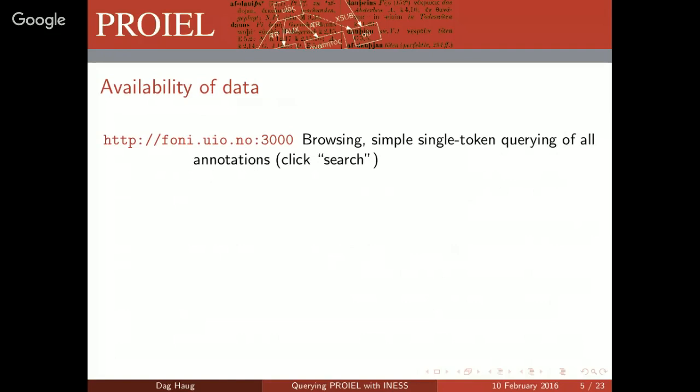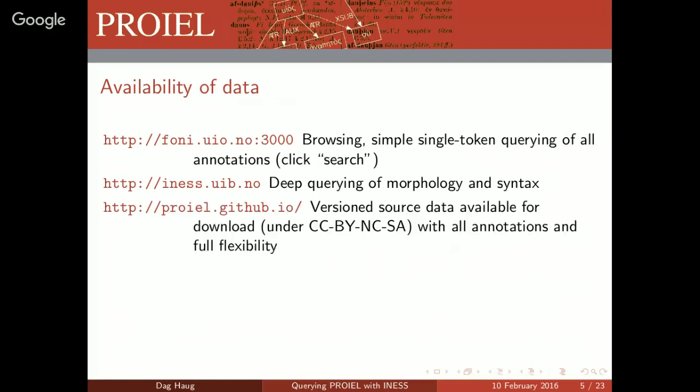But typically when we do syntactic research, we want to look at relationships between several words, as in the tree structures that Giuseppe has been showing you. And that you can't do on this web page. Then there is the INESS web page, which I'm going to talk about, which allows deep querying of morphology and syntax. And then finally, at GitHub, you can download our source data. These will be XML files or CoNLL files, very similar to the ones that Giuseppe showed you. And this will give you access to all annotations and full flexibility in what you want to do with the data. But obviously, it also requires a lot of computational skills.